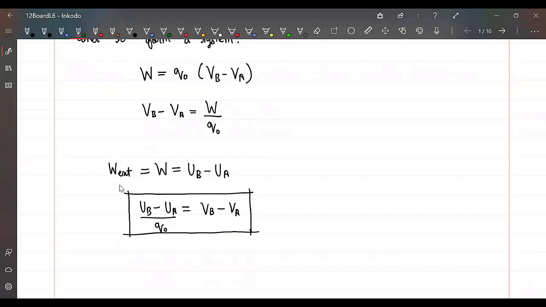Now, this external work done is W, that is the final potential energy minus the initial potential energy. And therefore, we can write the change in potential energy per unit charge is equal to change in potential. Again, change in potential energy per unit charge is change in potential.